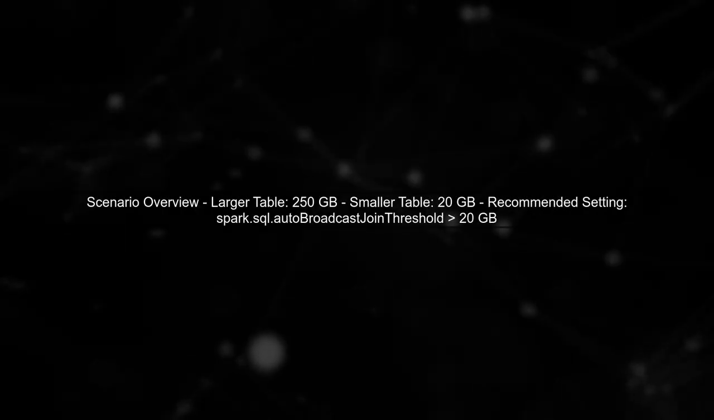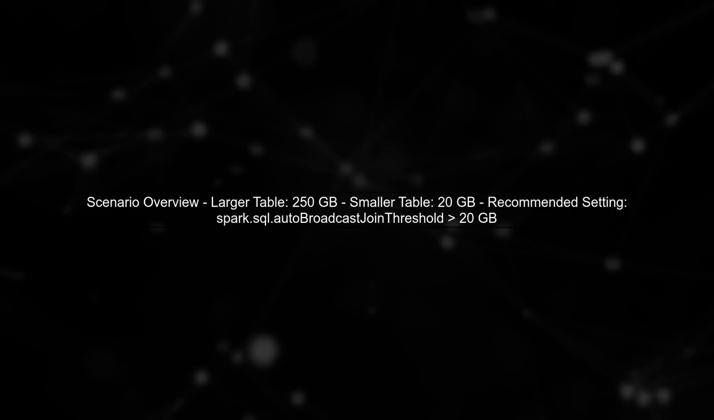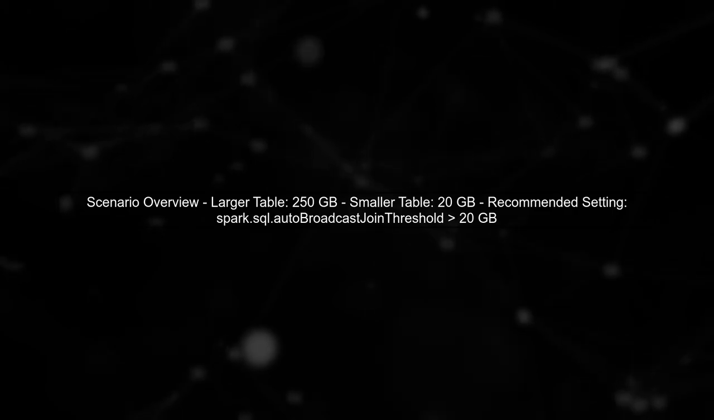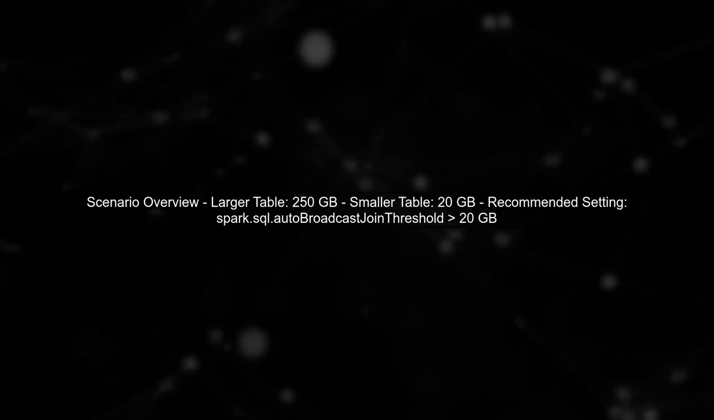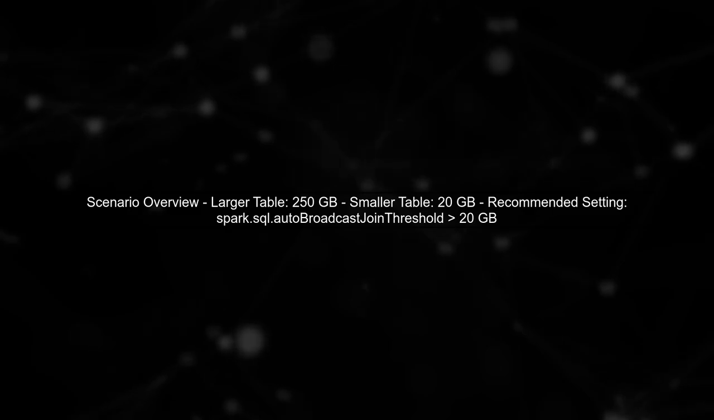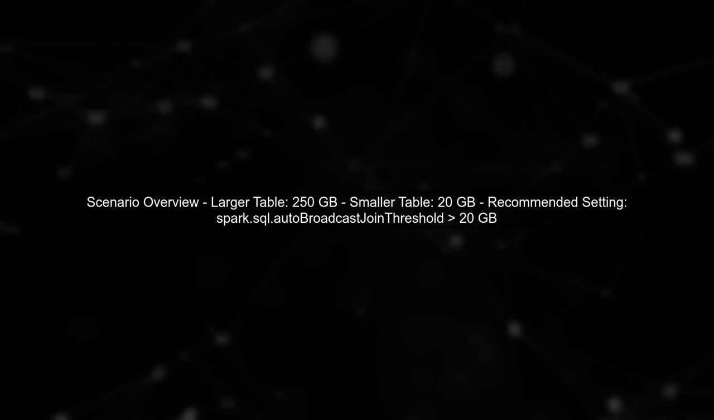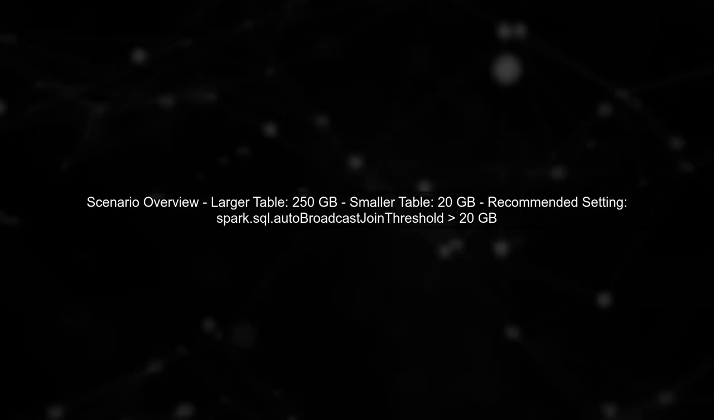In your case, you have a larger table of 250 gigabytes and a smaller table of 20 gigabytes. To enable broadcasting, you need to set the spark.sql.autoBroadcastJoinThreshold to a value greater than the size of the smaller table. If you set spark.sql.autoBroadcastJoinThreshold to 21 gigabytes, Spark will consider broadcasting the smaller table during the join operation. This can significantly improve performance by reducing data shuffling.